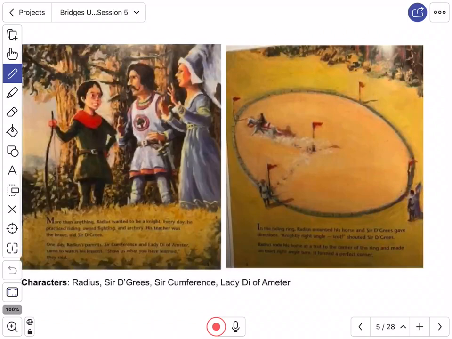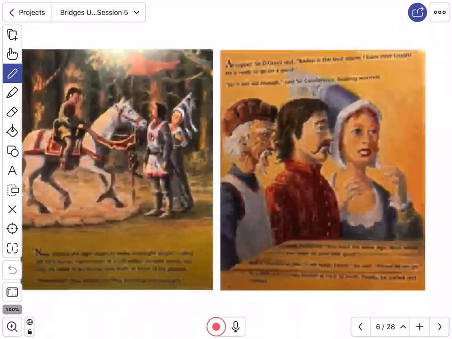More than anything, Radius wanted to be a knight. Every day he practiced riding, sword fighting, and archery. His teacher was the brave old Sir Degrees. One day, Radius's parents, Circumference and Lady Di of Amateur, came to watch his lessons. "Show us what you have learned," they said. In the riding ring, Radius mounted his horse, and Sir Degrees gave directions. "Knightly ride, angle, trot," shouted Sir Degrees. Radius rode his horse at a trot to the center of the ring and made an exact right turn. It formed a perfect corner.